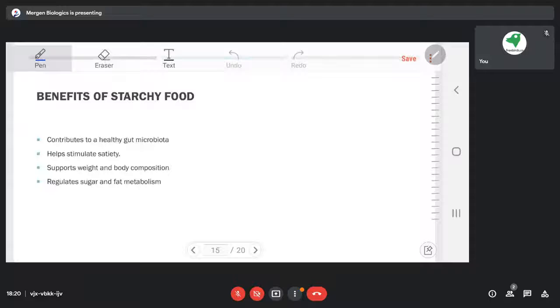Now, starchy foods contribute to a healthy gut microbiota, help stimulate satiety, support weight and body composition, and regulate sugar and fat metabolism. What are these? Are they some fancy terms? No. They are very normal things that go on in our body regularly. So when we eat some starchy food, our body gets immediate energy because starch breaks down into glucose, and glucose gives us energy. But some starch doesn't break down easily, and it is known as resistant starch.